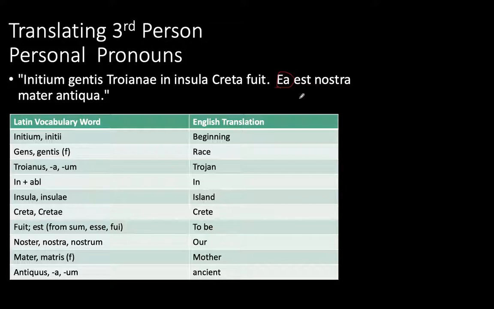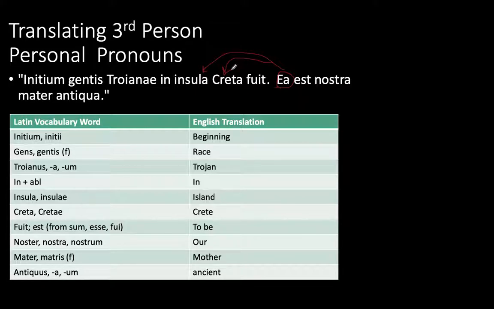If we look at the remaining part of the sentence that ea is a part of, we notice that it is going to be talking about whatever the ea represents, that it is our ancient mother, nostra mater antiqua. So, because of what we know the first sentence says, we must understand that the ea is referring, you can think of it as referring to insula, or you can think of it as referring to Creta. It really won't matter. You get the same idea either way you think about it.